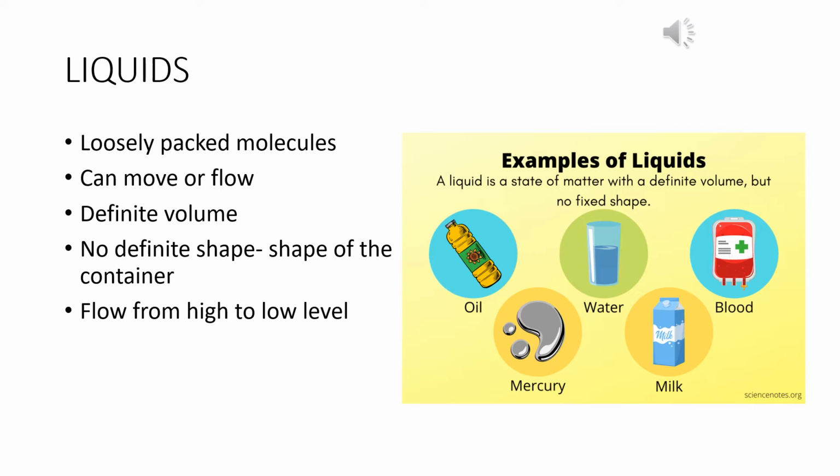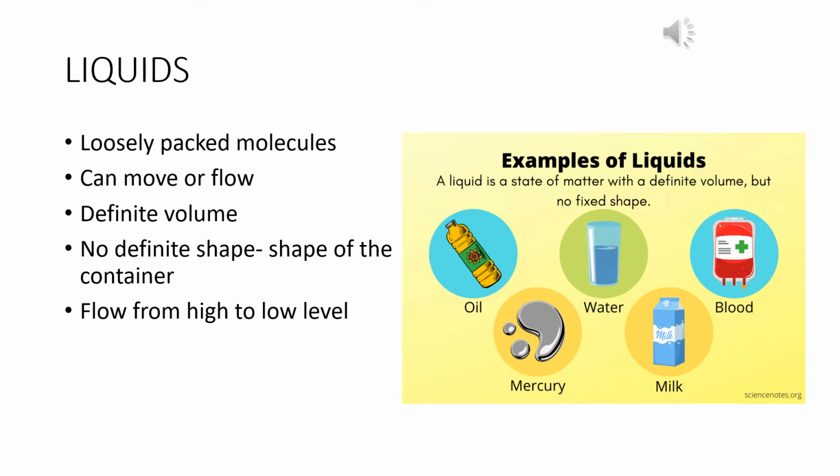It does not have any definite shape. If I take water in a mug, it just takes the shape of the mug. If I take the water in a glass, it takes the shape of the glass. If I take the water in a cup, it also takes the shape of the cup. So it takes the shape of the container in which it is contained. It does not have any definite shape, unlike solids. It flows from high to low level. Water always flows from high to low level because of gravity.